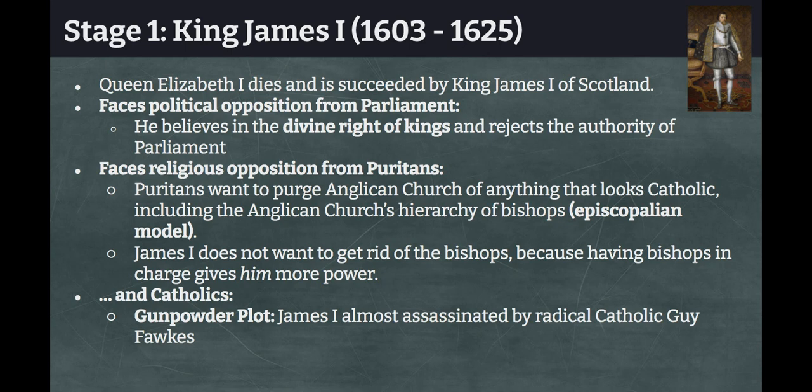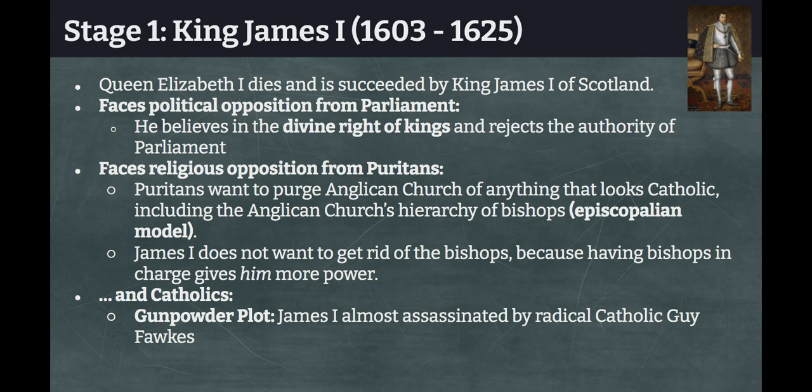So in terms of political opposition, he does not get along with Parliament, and this is because he believes in the divine right of kings, and he does not like having to share power with anybody. Parliament, as you can imagine, does not respond well to this. But King James also faces religious conflict. King James is Anglican, so he's part of the Church of England. So as you can imagine, the Puritans do not like him very much.